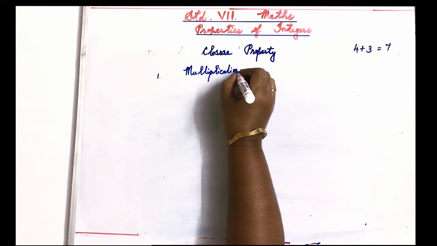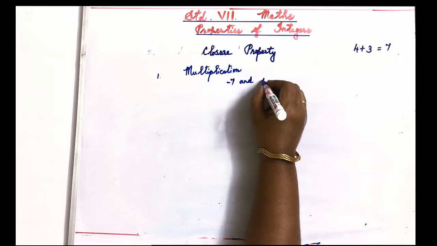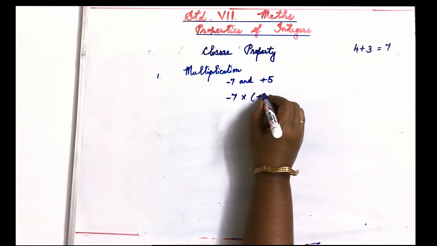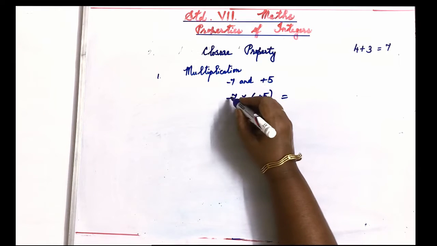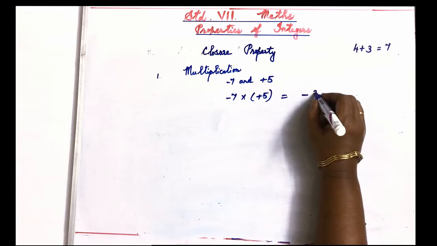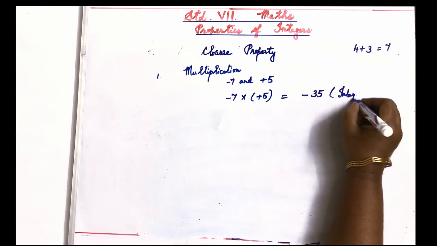The same two integers I am going to take, minus 7 and plus 5. Now let us multiply minus 7 into plus 5. How will you multiply this? First multiply the signs. Minus into plus is minus. 7 5s are 35. So minus 35. It is again an integer.